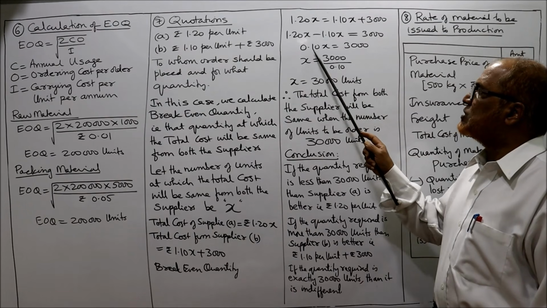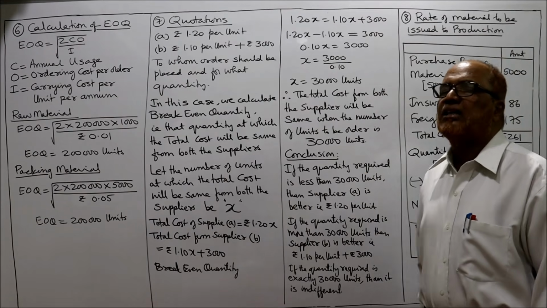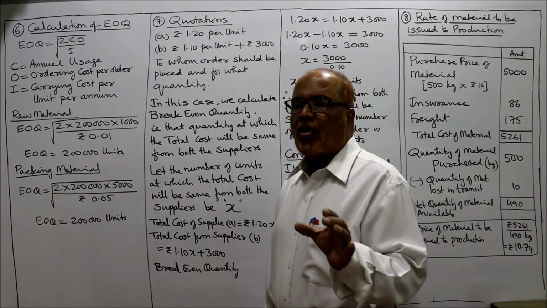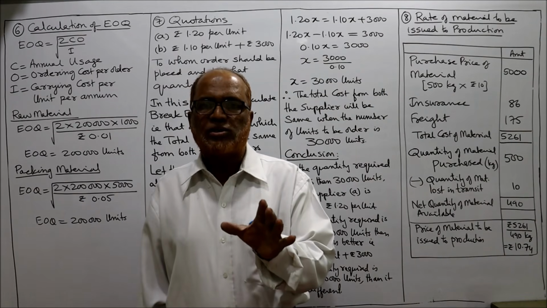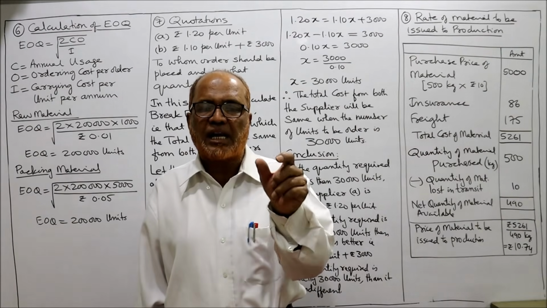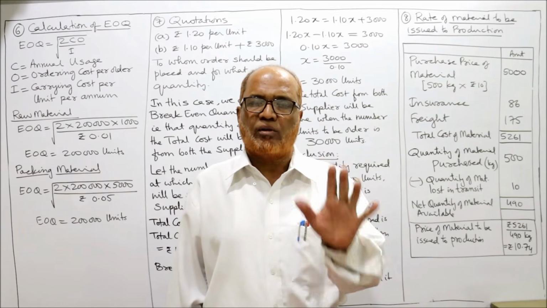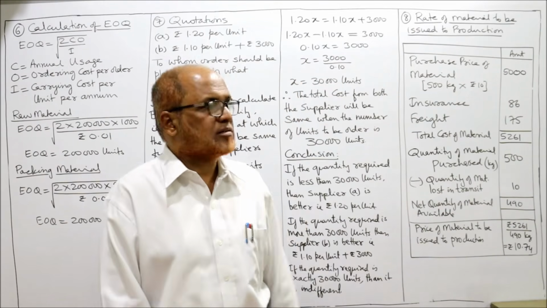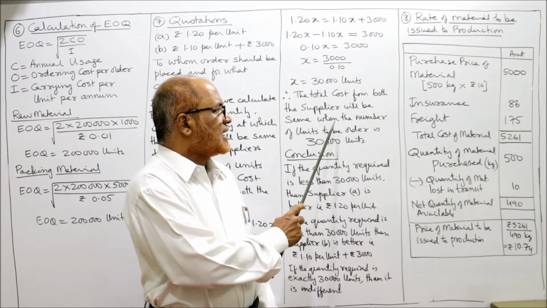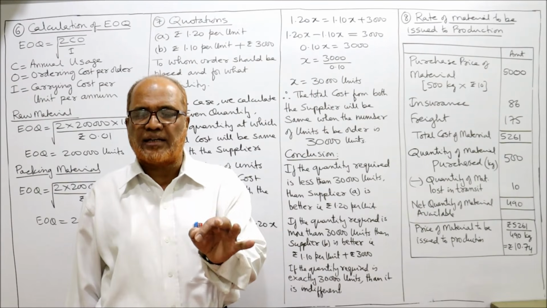X is equal to 3000 divided by 0.10. So the X value we got is 30,000 units. So what does it mean? If the ordering quantity is 30,000 units, the total cost from A supplier is exactly equal to the total cost from the B supplier at 30,000 units. Therefore, the total cost from both suppliers will be the same when the number of units ordered is exactly 30,000 units.